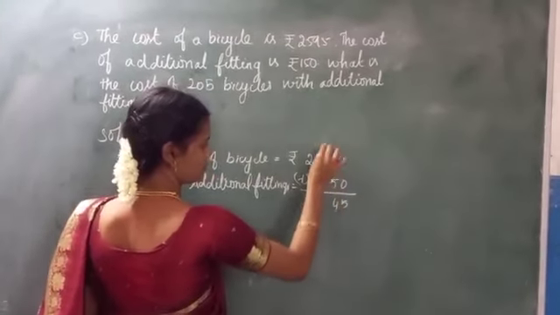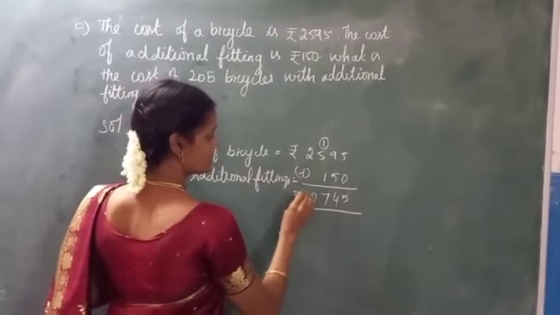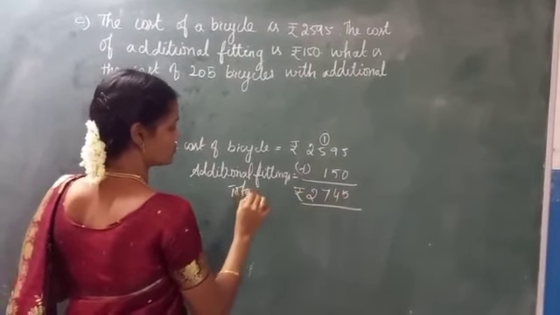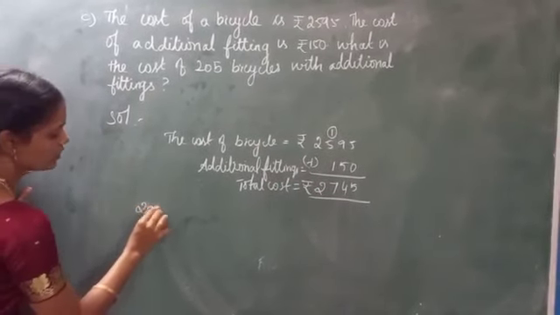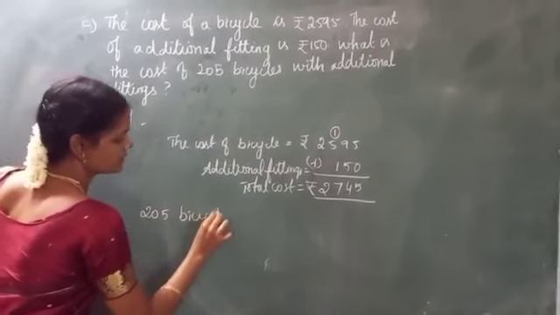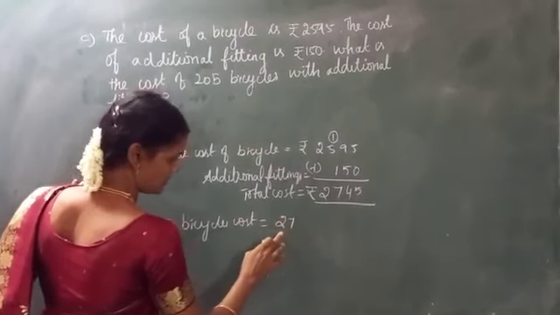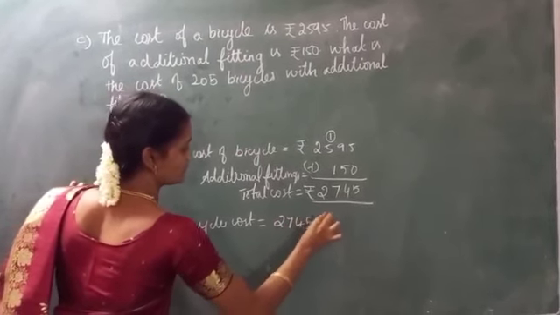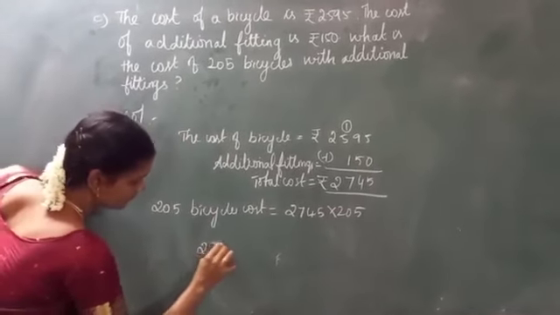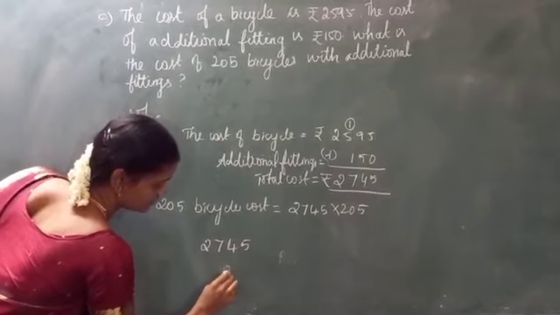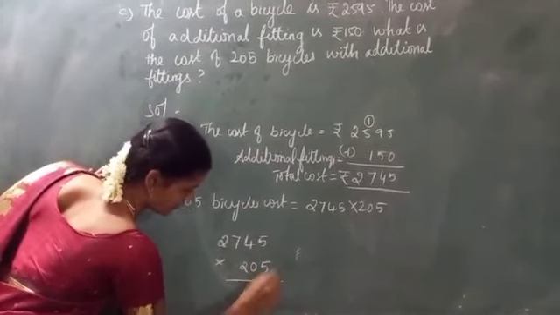9 plus 5 is 14, so write 4. 1 plus 5 is 6, 6 plus 1 is 7. So 2,745 is the total cost of a bicycle. Okay, then we are going to find the cost of 205 bicycles, which is 2,745 multiply 205. So first we are going to multiply 5 into 2,745. 5 5s are 25, so write 5, carry 2.